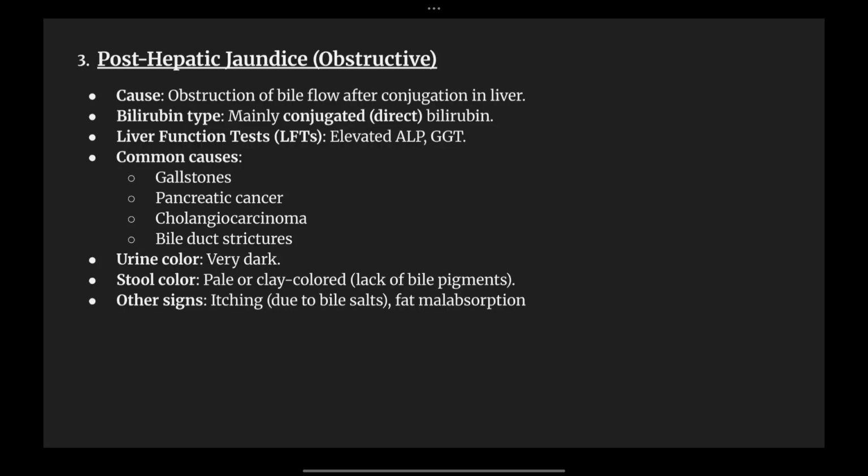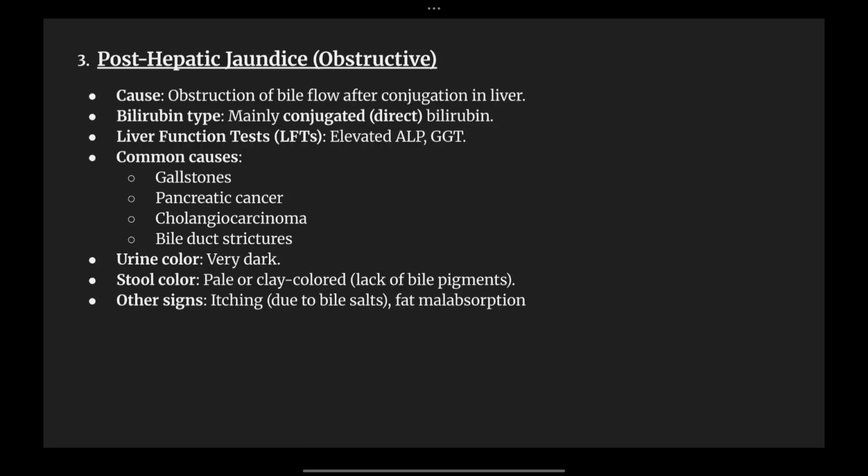The last one is bile duct strictures. Strictures in the duct are something like an obstruction. It is a hardened version of the bile duct, hardening of the ducts causing strictures, or injuries that have happened near the bile duct can also form strictures. The fibers form harder and cause the blockage of the bile duct. Now coming to urine color, it is very dark compared to hepatic jaundice. The stool color is again pale or clay color.